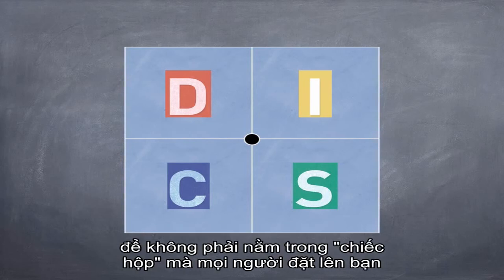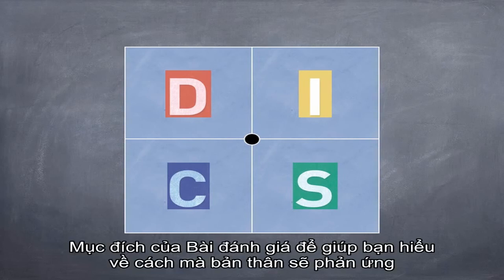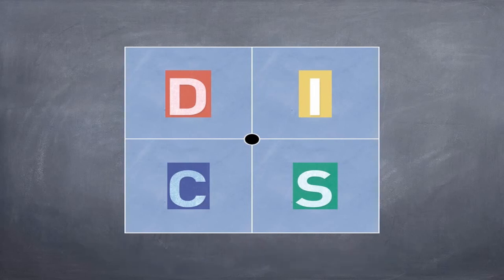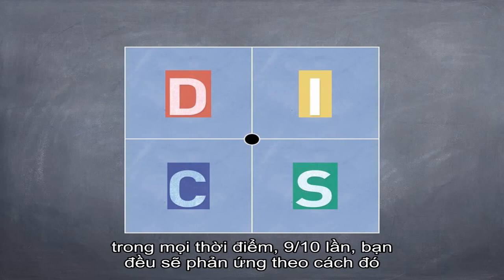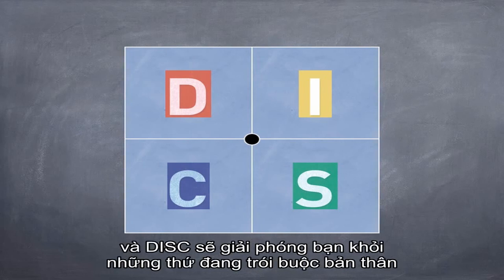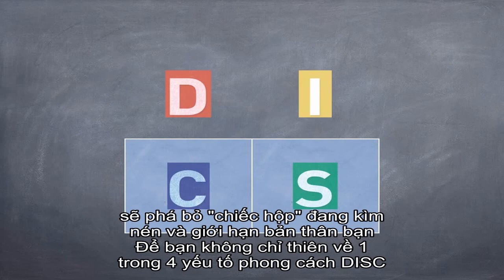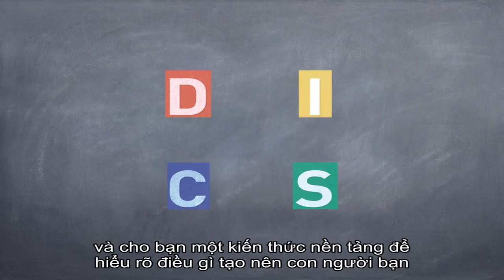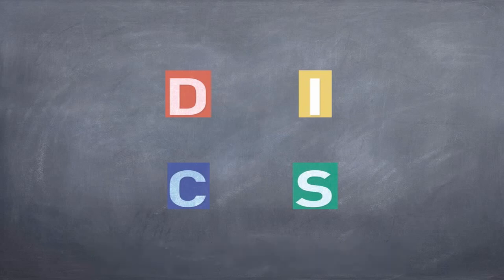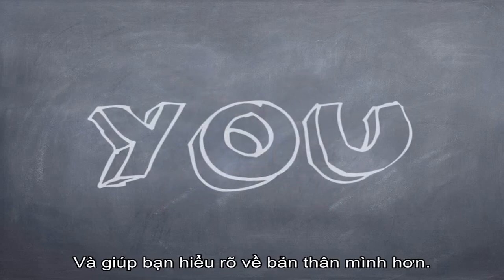So it's not that box that people are putting you in, but it's an understanding of the way that you tend to lean given that situation. Time and time again, 9 times out of 10, you're going to react that same way. And DISC is meant to free you from those components that would then box you in and keep you limited to being just a D, I, S, or C, but giving you a foundation of understanding what makes you you. What makes you unique, and how you can get a greater understanding of who you are.